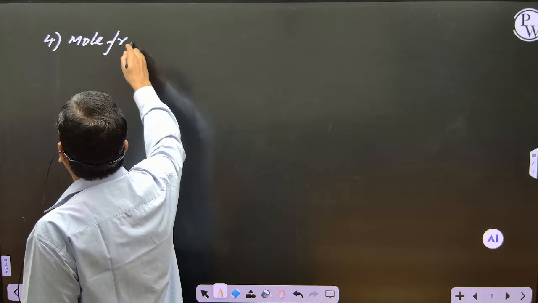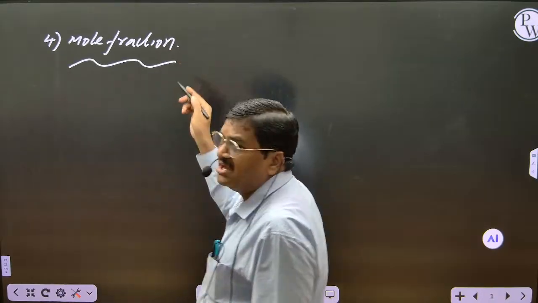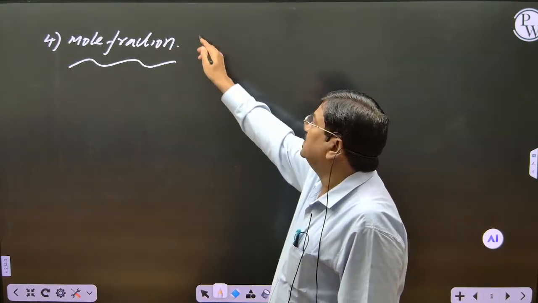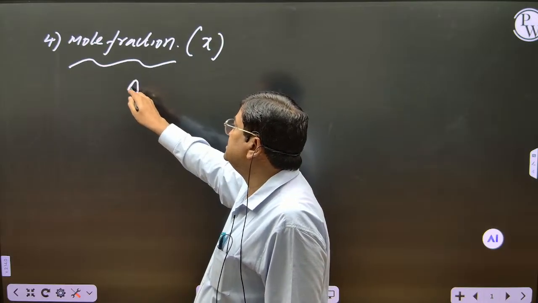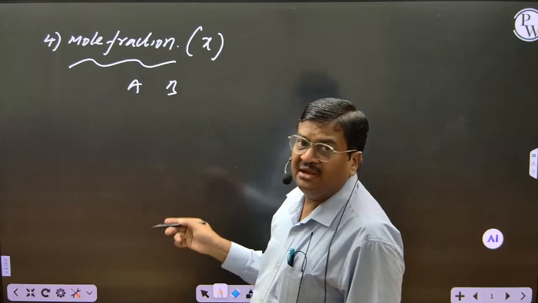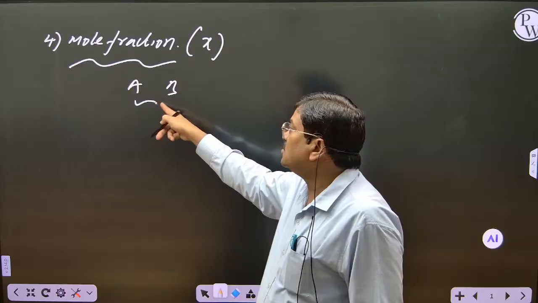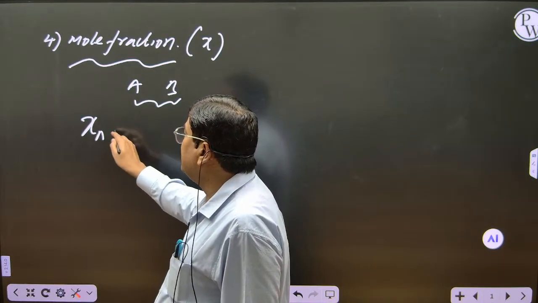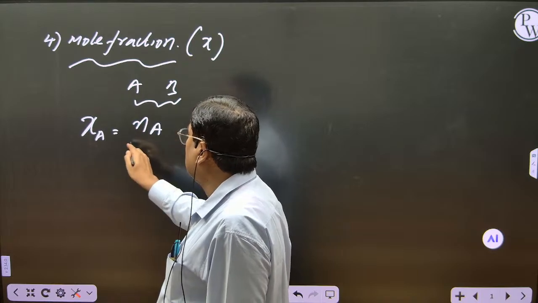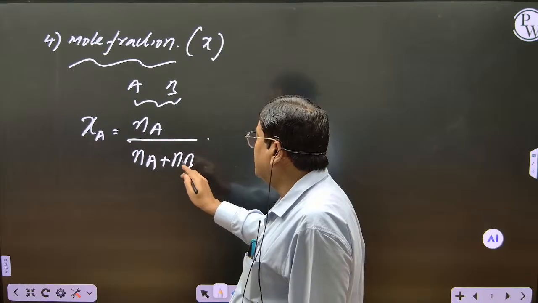mole fraction. Right. Now see, mole fraction is represented by the symbol chi. Now what is mole fraction? See, suppose two components are there, A component and B component. Then mole fraction of A component I want from these two components. Then how do we get it? Mole fraction of A is given by number of moles of A by number of moles of A component plus number of moles of B component.